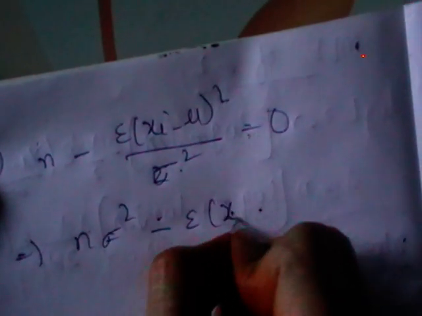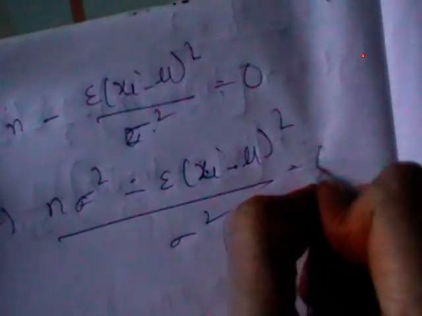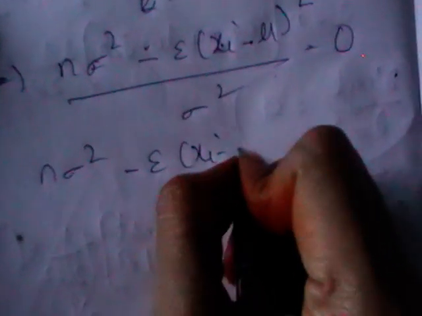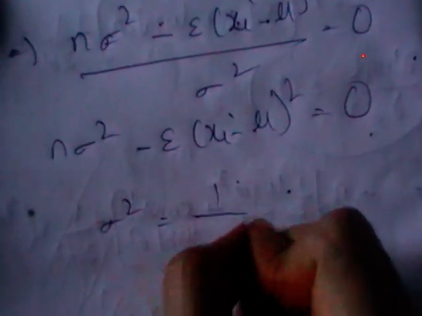Taking it to the RHS, n minus sigma xi minus mu whole square by sigma square is equal to 0, which implies, if you take the LCM, n sigma square minus sigma xi minus mu whole square is equal to 0. So sigma square will be, so the MLE for sigma square is this. Thank you.